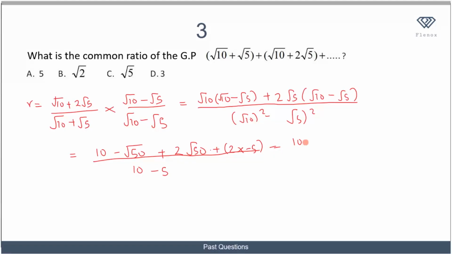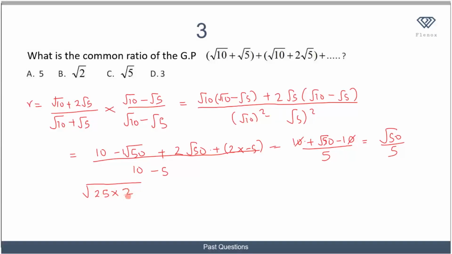So what does this become? This becomes 10. And I know that minus root 50 plus 2 root 50, I'll just solve this. So I have minus 1 plus 2. It means plus root 50. I know that 2 times minus 5 gives me minus 10, over, and I have 10 minus 5, which gives me 5. So this 10 cancels out this minus 10, and I'm left with root 50 over 5.